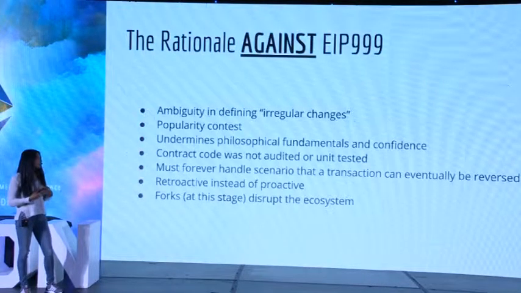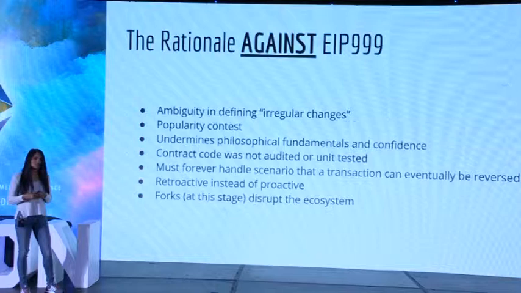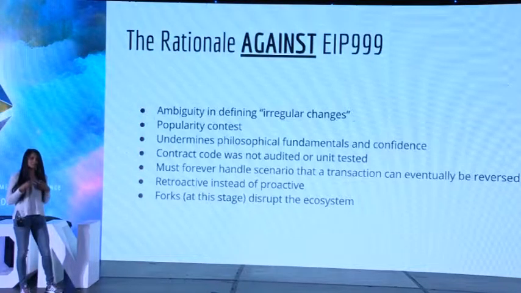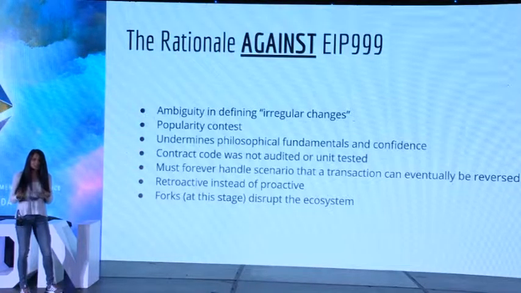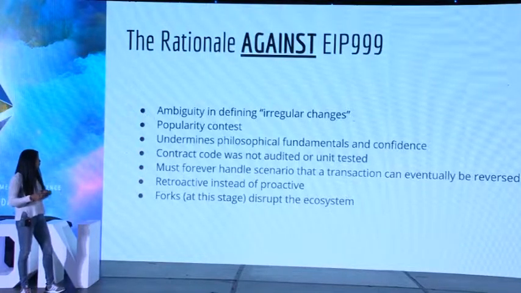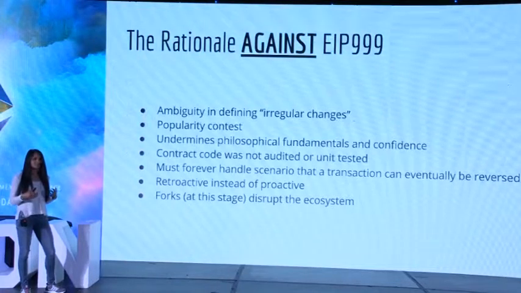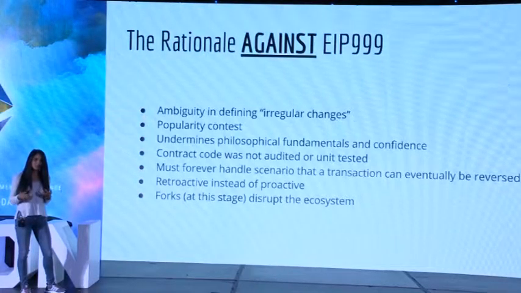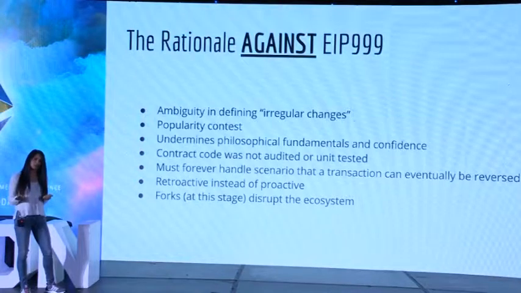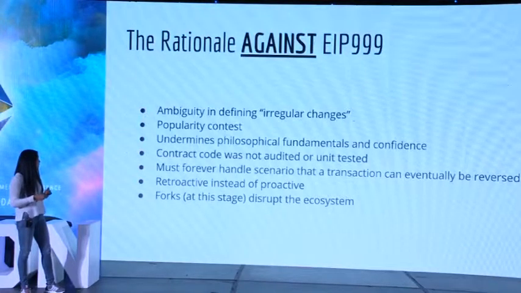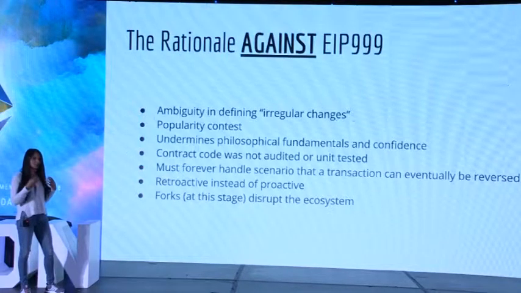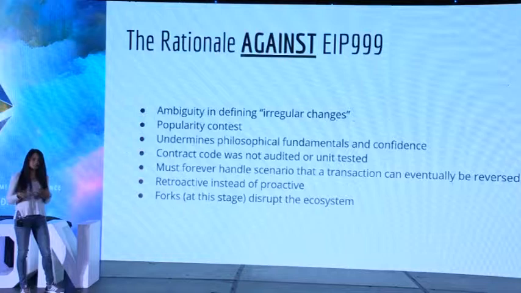Third, it undermines a lot of the philosophical fundamentals and confidence in the Ethereum blockchain, because some people do come into this thinking it's an immutable ledger, and we're changing that perception. Fourth, some people felt, look, they didn't audit the code, so it's their fault. Why can't they take blame for it? Overall, the same kind of arguments. It's retroactive, not proactive, and forks at this stage really disrupt the ecosystem, because it's not necessarily a fork if a lot of people are going to support both chains.